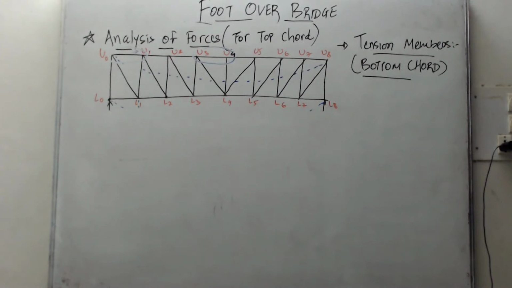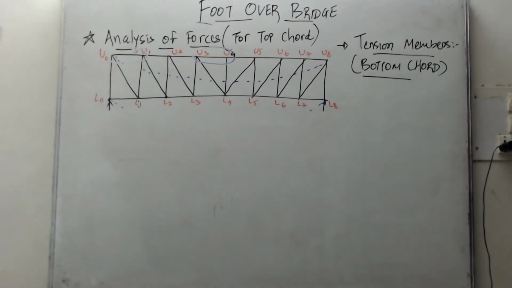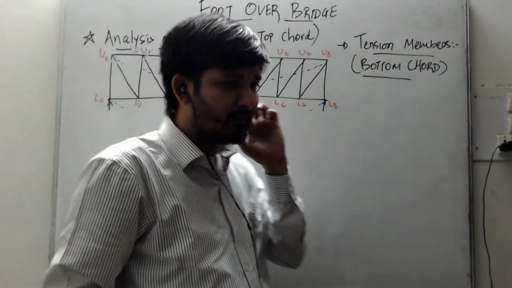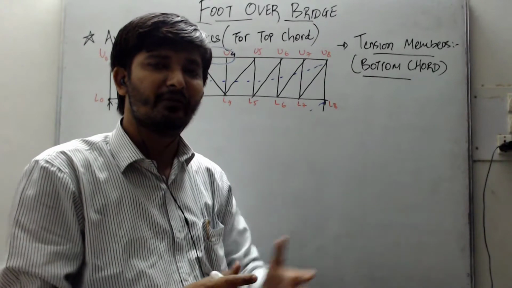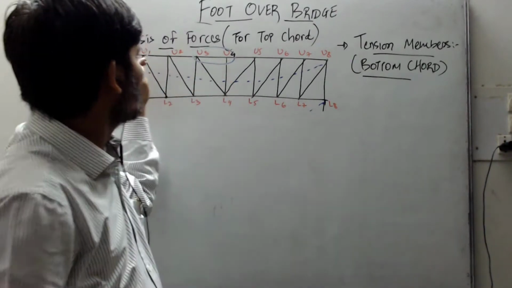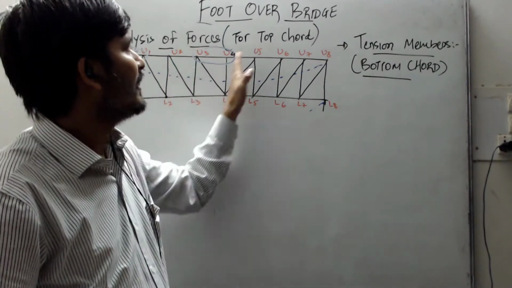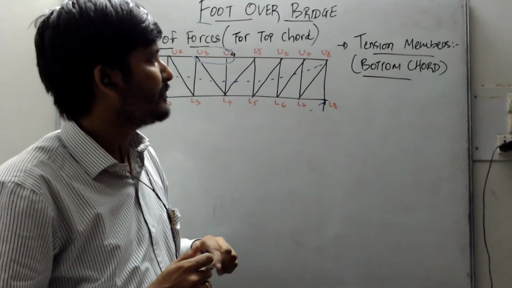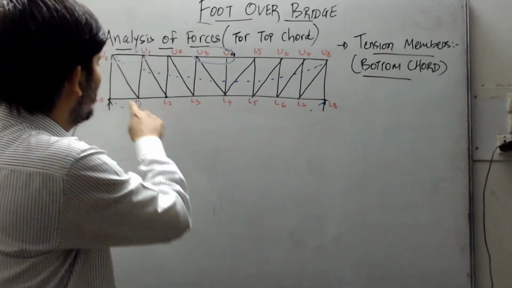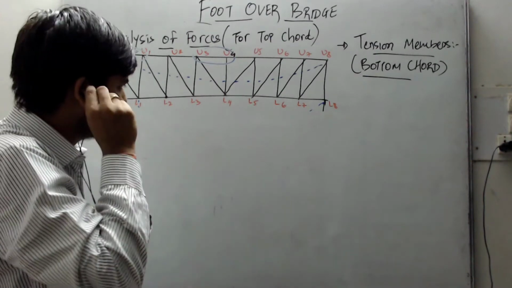So in the previous section we calculated the forces in the tension member. Previously we have seen the forces in the compression member, that is the top chord members U0, U1, U1, U2, U2, U3 and U3, U4. The other sides will be similar because it is symmetrical. Today we are going to calculate the forces in the tension members, or you can say the bottom chord members. So at the bottom we have tension, right? So we are going to calculate the forces in the bottom chord members today.